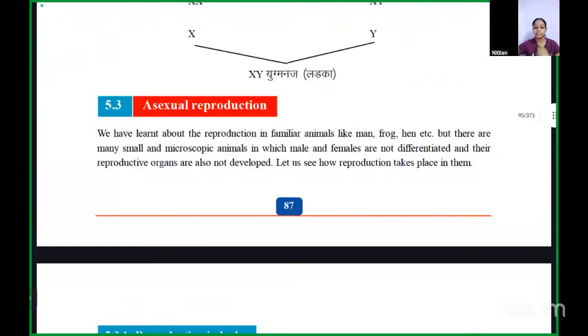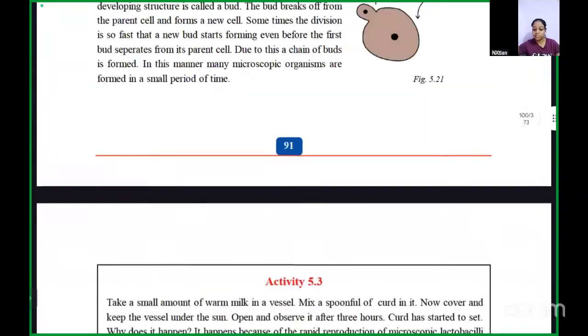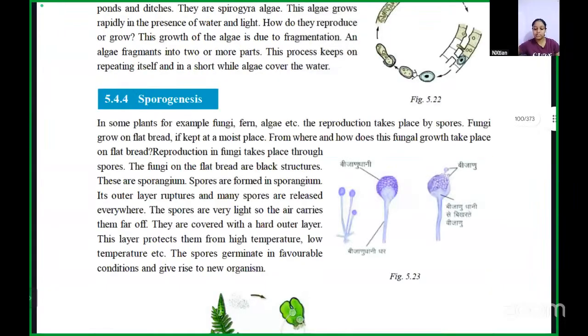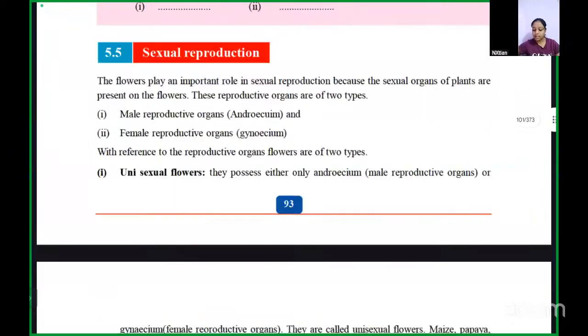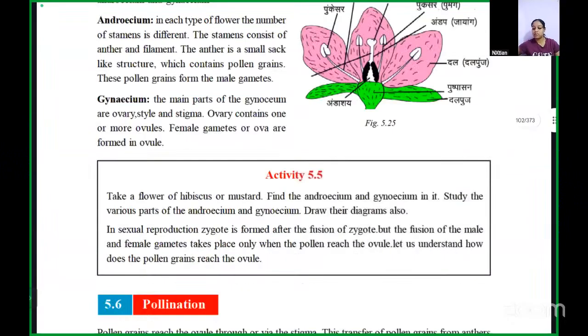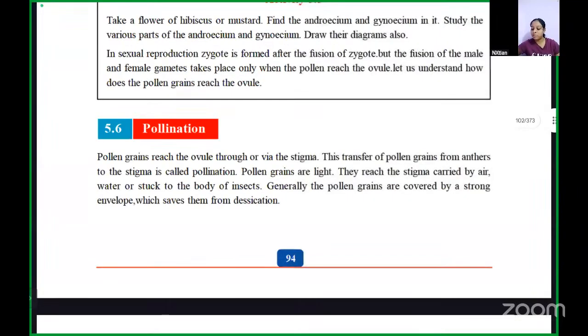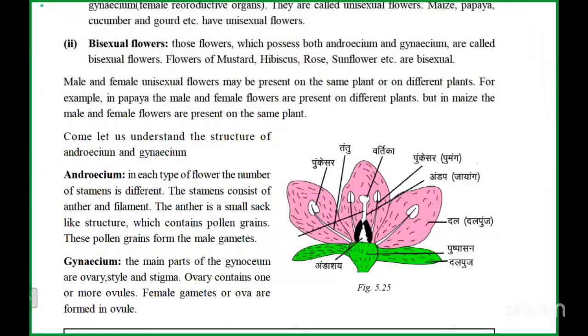We were doing asexual reproduction in plants. We did vegetative propagation, budding, fragmentation, sporogenesis. And then we started with sexual reproduction in plants, and we were talking about different parts of the plant. So what are the two major parts of the plants?